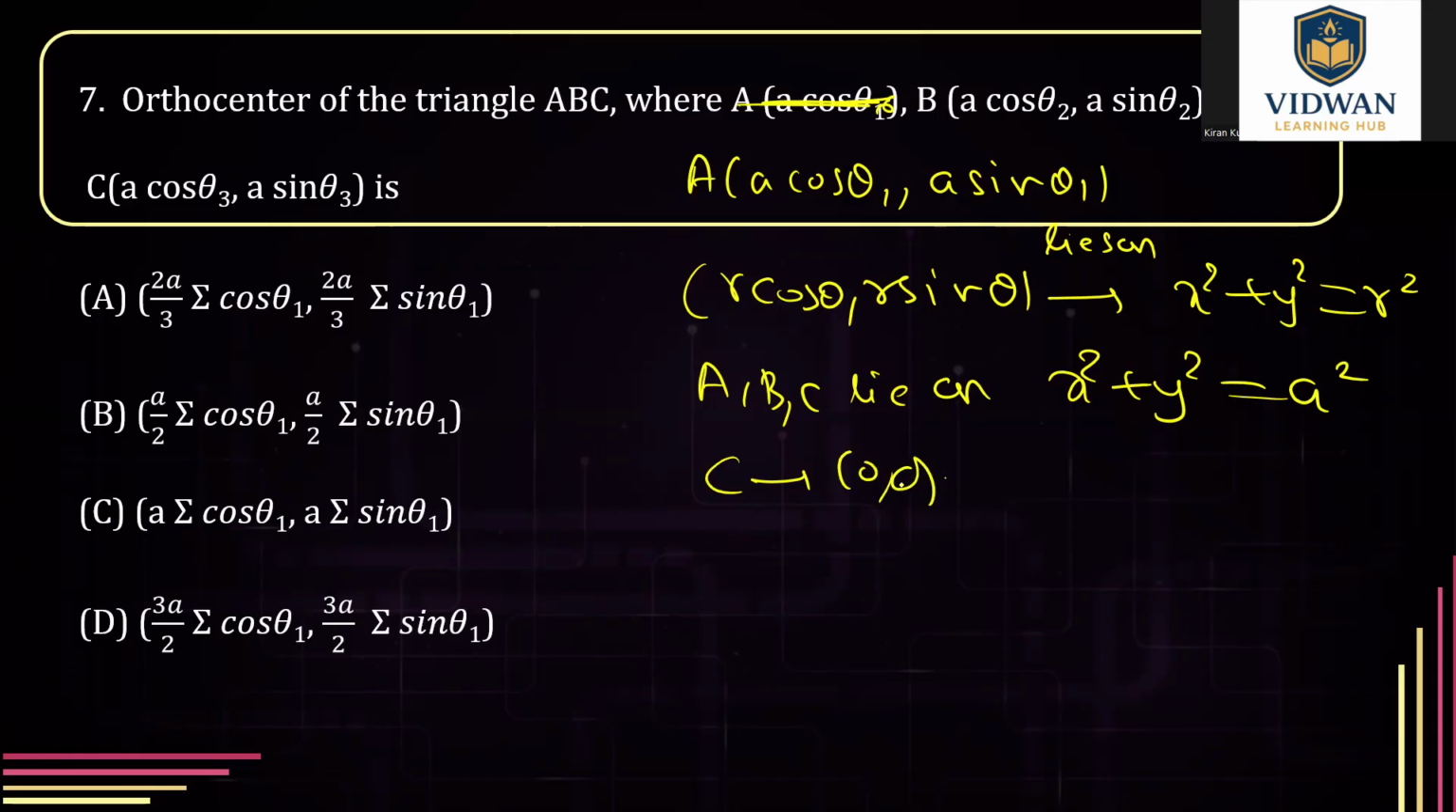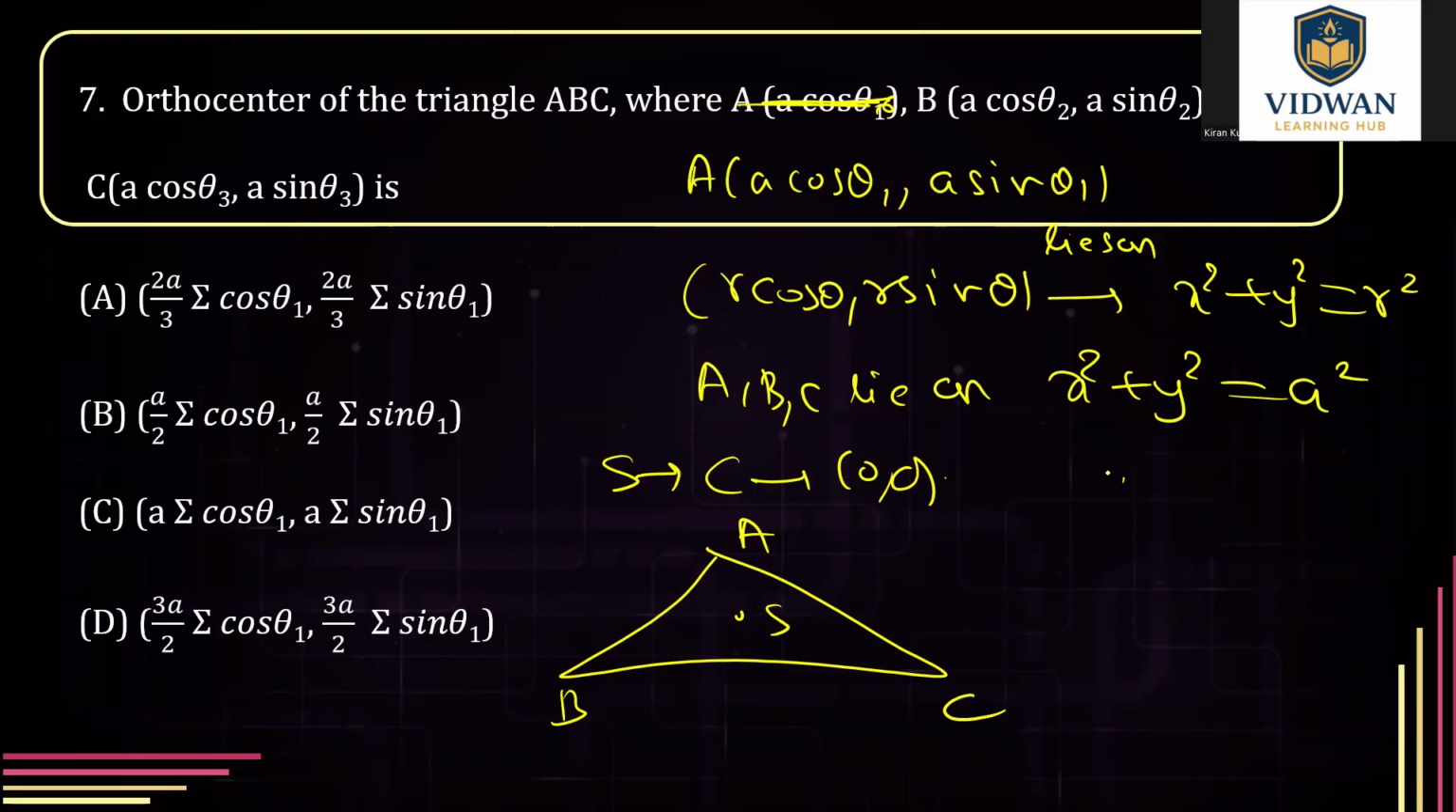Center is origin. That means what is the circumcenter of the triangle? For triangle ABC, the circumcenter S is nothing but the center of the circle, origin. You know that. You want to find the orthocenter. I'll denote it with H. Can you find the centroid? You know the centroid, because you know 3 vertices, how will you write the centroid? You can just add and divide by 3.